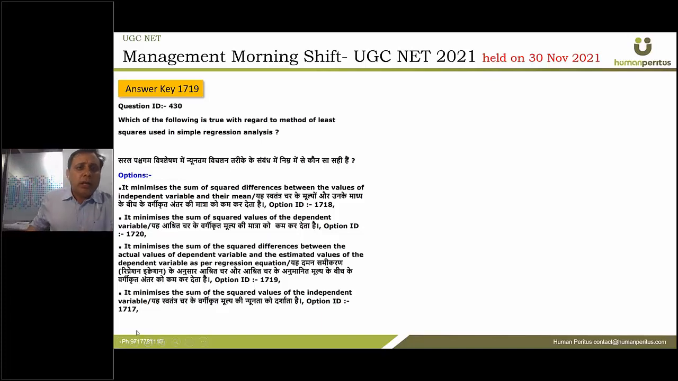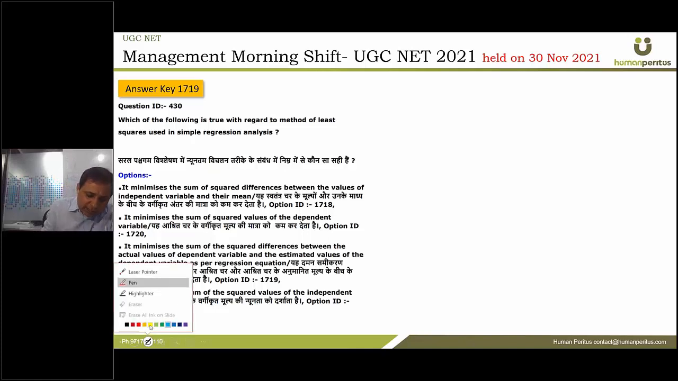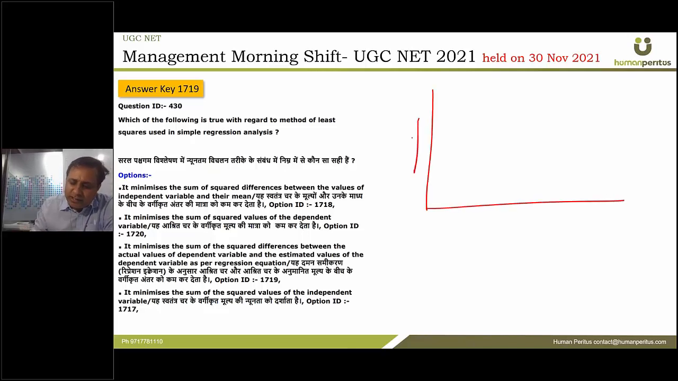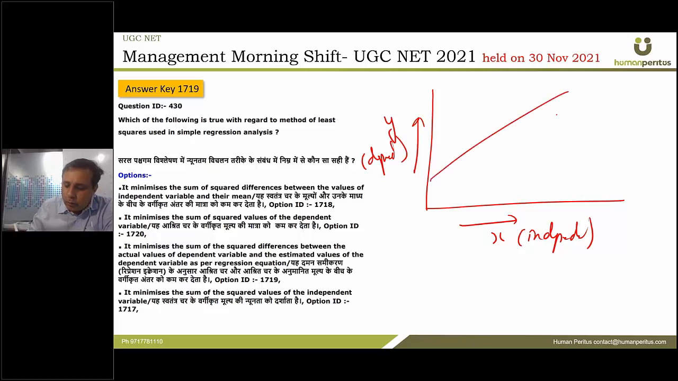Next one. So which of the following is true with regard to least square method? Again, quite easy one. Regression coefficient में हम लोग पढ़ते हैं. So how do you do the regression analysis? हम लोग यहाँ Y लेते हैं, हम लोग यहाँ X लेते हैं. X is what? Our independent variable. Y is what? Our dependent variable. Then we try to draw a line which will represent most of the values, which is Y equals a plus bX.